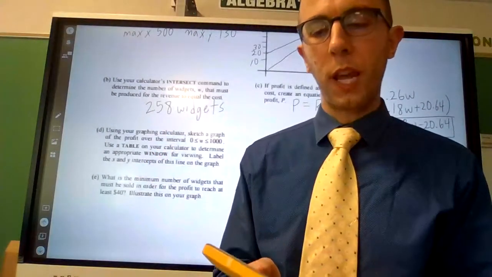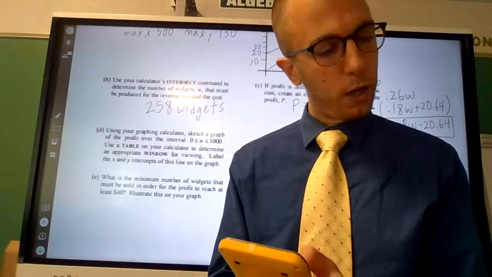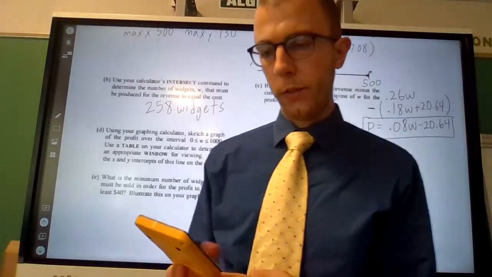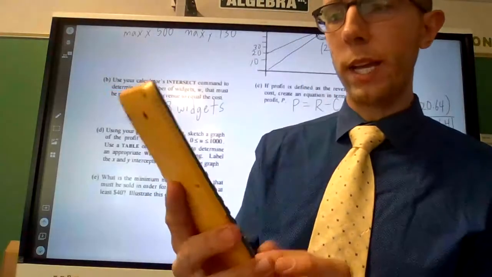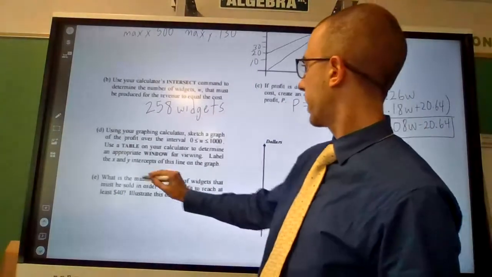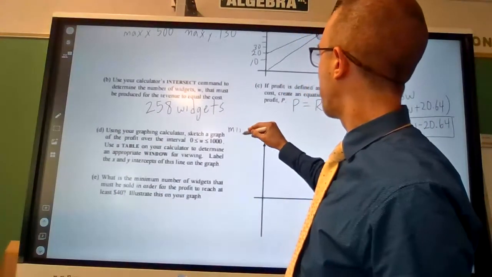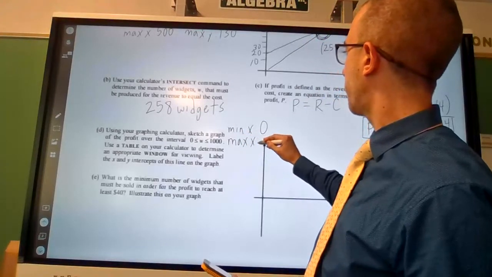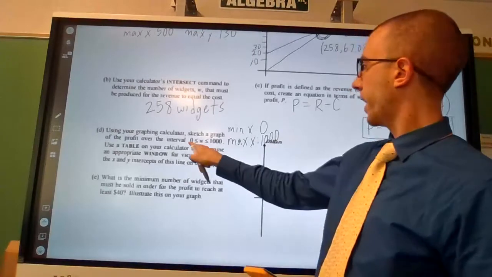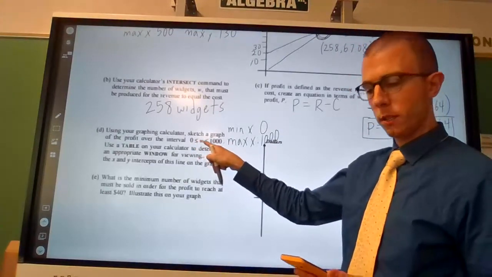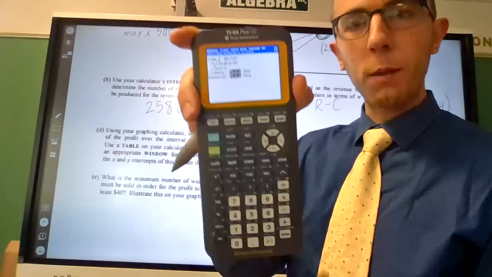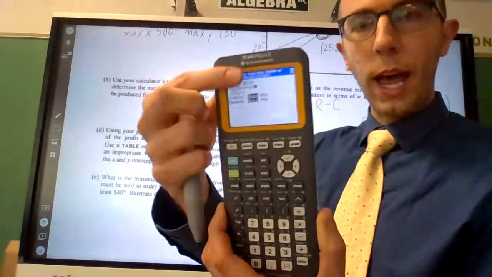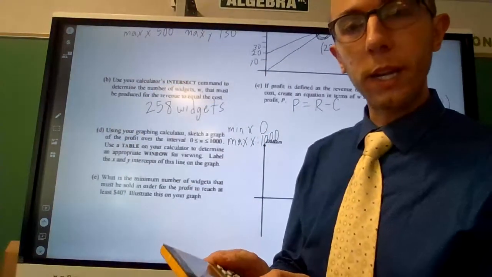We're going to go back to our table set by pressing second window. And let's see. I'm going to first start my table at 0. And here we know our minimum x is 0. Our maximum x is 1,000. Okay, that came right from this interval here. So I'm going to start my table at 0 because that corresponds to our minimum x. So I want to know when x is at 0, what is my y value?